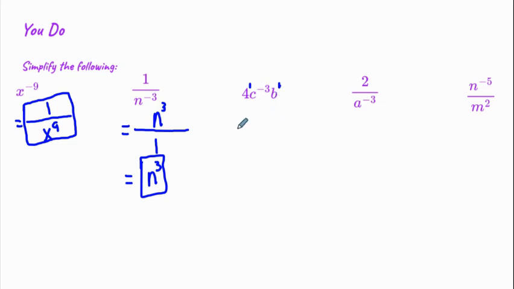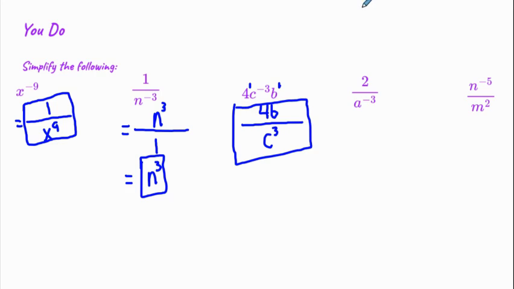So let's think about when we create our fraction, what's positive? What's already positive will stay where it's at. So 4 and b will remain in the numerator. And then c to the negative third, since that's a negative, will go to the denominator. And we're done.